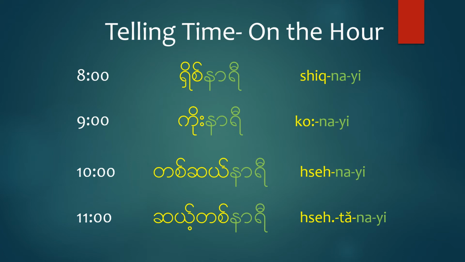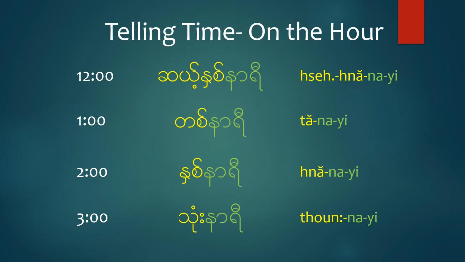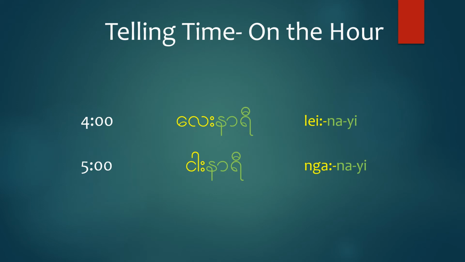The word for 11 is setana yi. Again, we use the weakened form of that vowel on the word 11 as well. Let's move on. The way to say 12 o'clock is senana yi. The word for 1 o'clock, tanayi. 2 o'clock, nanayi. 3 o'clock, thonayi. 4 o'clock, lenayi. 5 o'clock, nganayi. Okay, and that's your full hour method of saying time.